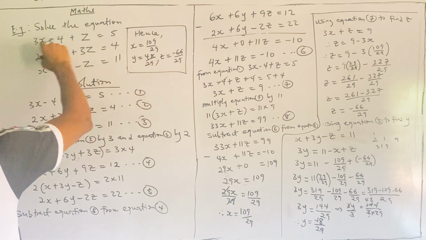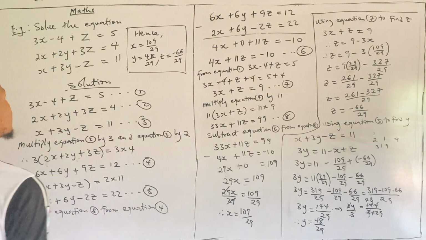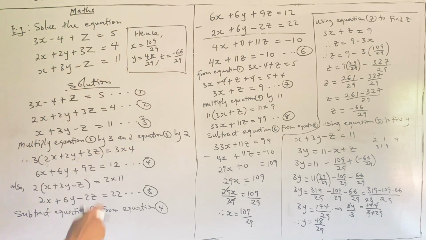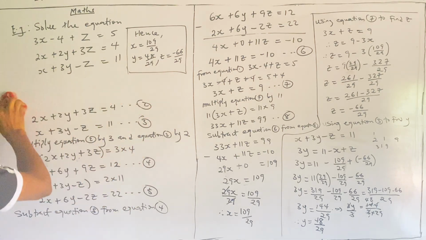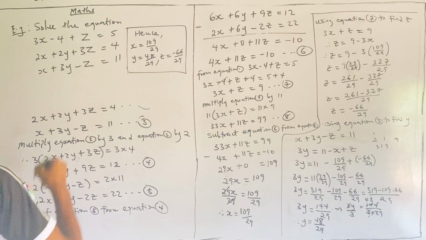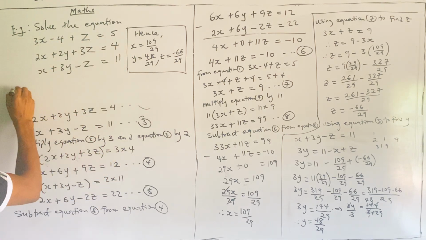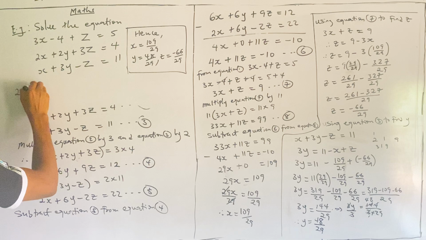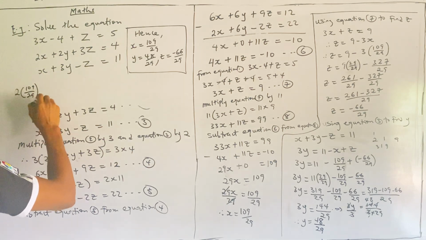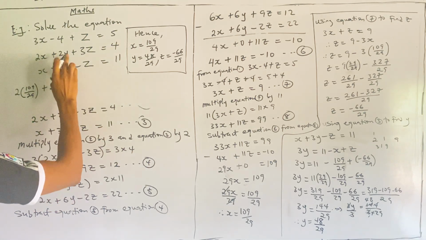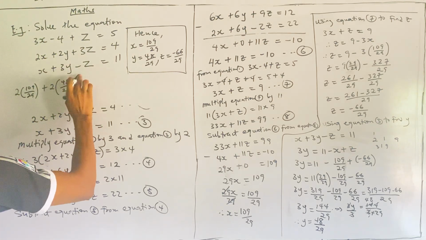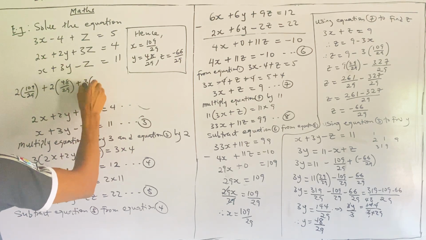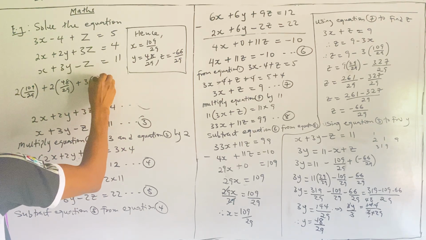So we can use the one that has 3 in a row, or we can test it in all of them. So if we test it on the middle one, here we have 2 into x. What's our x? 109 over 29. Okay? Plus 2 into y. What is y? Y is 48 over 29. Plus 3 into z. What is z? Z is minus 66 over 29.